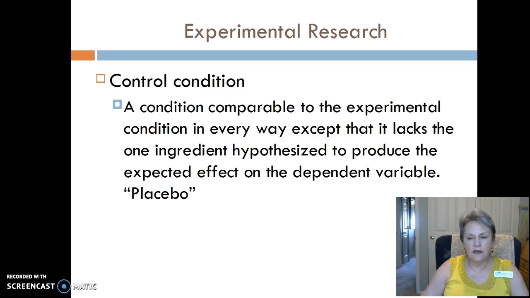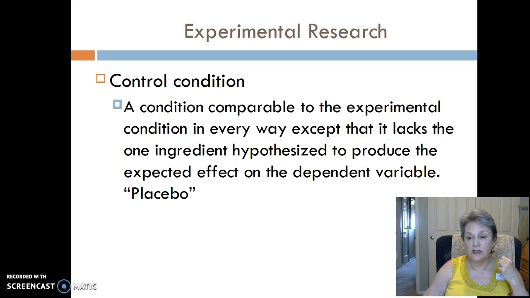And we talked about the control condition. In its simplest form, an experiment has at least a treatment group that receives some kind of manipulation, and then a control group that acts as a comparison. It's comparable to the experimental condition, except that it lacks the one type of treatment that is hypothesized to produce the change, to produce the effect.